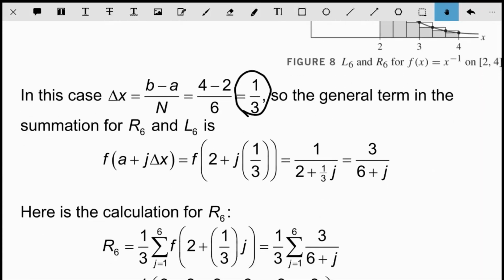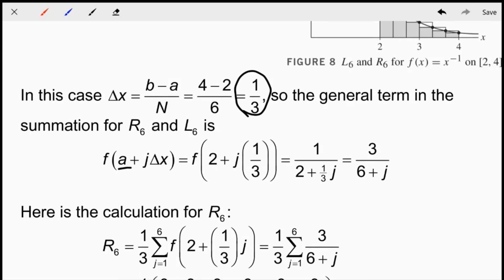And remember, if we want to know the pattern for this, every time to find the function values, I'm going to do f of a, being the left endpoint, in this case 2, plus j times delta x. Each time I add delta x, it gets me to the end of the next subinterval. The first time I add delta x, I'm at the end of the first subinterval. Another delta x gets me to the end of the second subinterval, and so on.